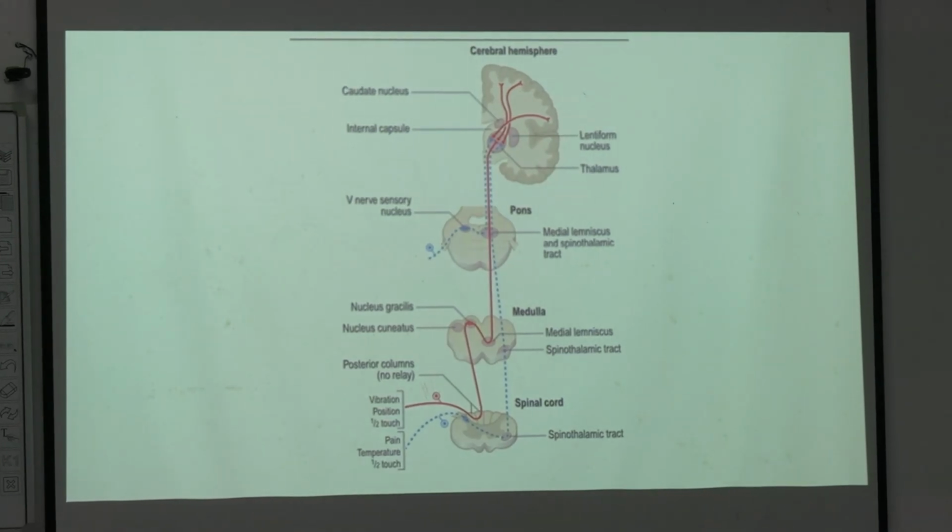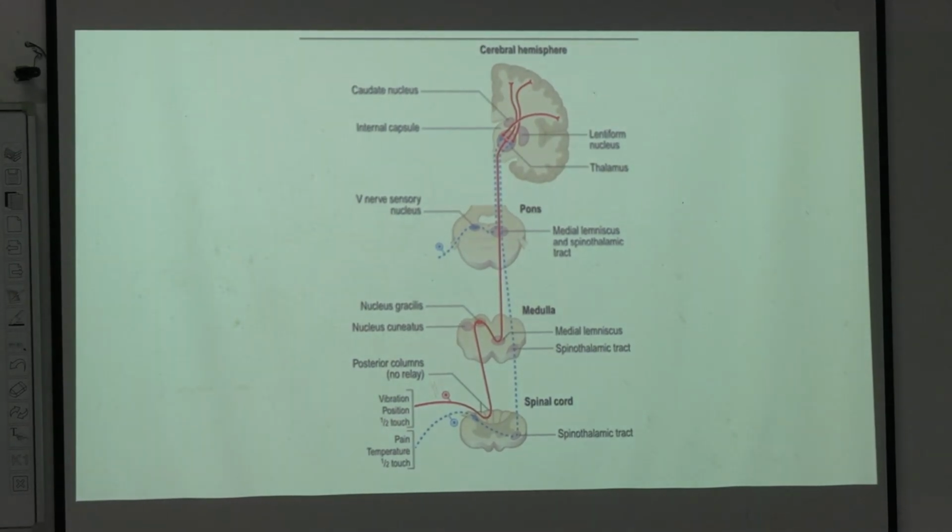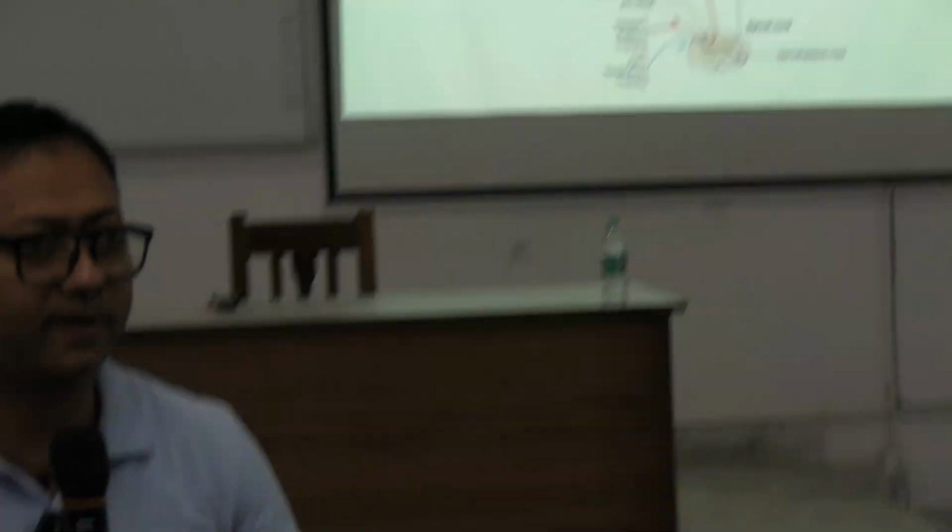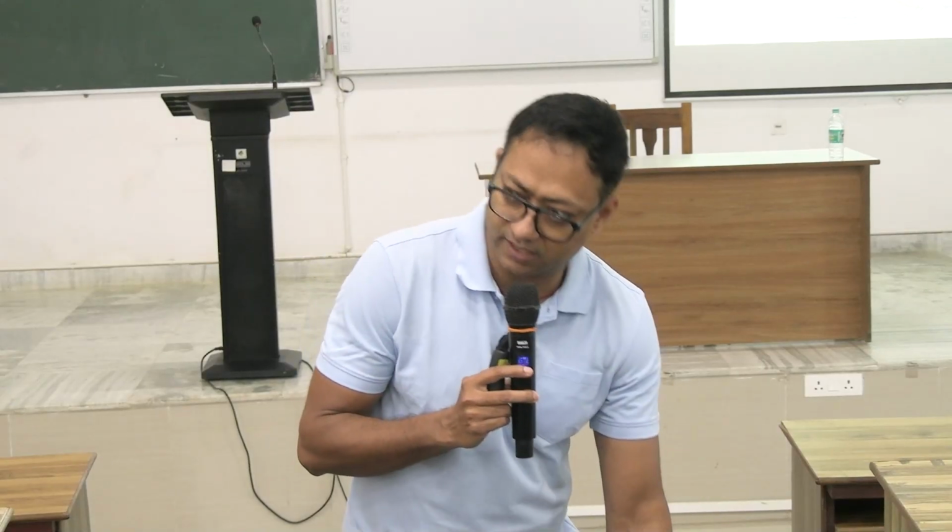Okay, so let's take any one pain sensation as an example. So for example, a mosquito bite in my leg. Okay, simple, a mosquito bite in my leg. Okay, now there is a first order neuron that will carry pain sensation, that will carry action potential from my leg to my spinal cord. This is the first order neuron.